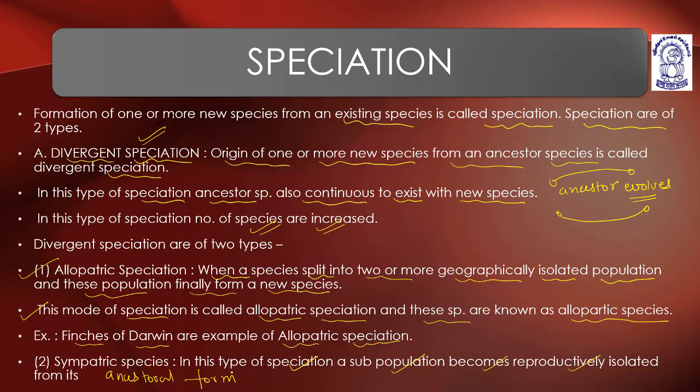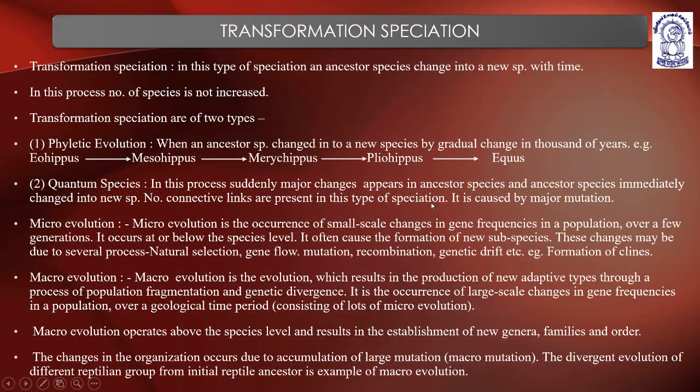So in sympatric speciation, a subpopulation, a small group, becomes reproductively isolated. In case of allopatric speciation, it was geographical isolation. In case of sympatric speciation, it was the reproductive isolation from the ancestral ones. Then transformation speciation. So you learned about allopatric and sympatric speciation. Allopatric speciation was basically because of geographical isolation, and sympatric speciation was because of reproductive isolation.